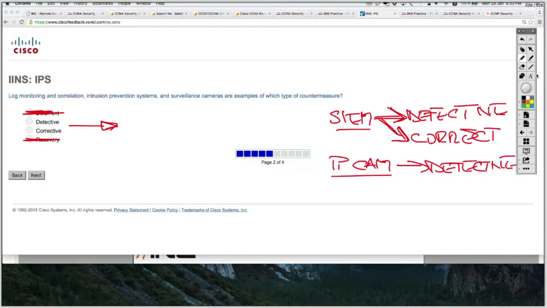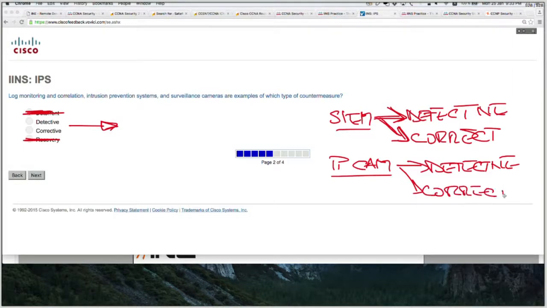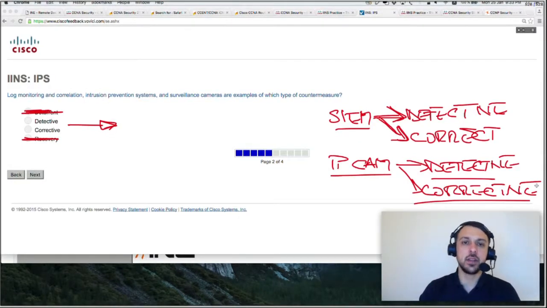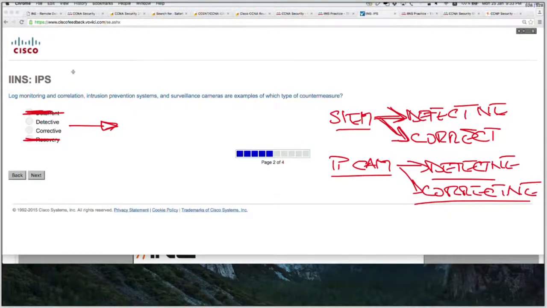Then IP cameras, they are detective. They detect motion, but they can also be corrective. Likewise, if you have an intelligent system which can signal, for example, an IP camera system which detects movement at 3 a.m. in a specific area of the company's headquarters, then it can actually take action. It can alert somebody or signal to a system that motion was detected in room number whatever, and that system can take action and start the alarm or close the doors or whatever. So the IP camera is primarily a detective tool, but it could also be corrective. Likewise, SIEM is primarily a detective tool, but could also be corrective.